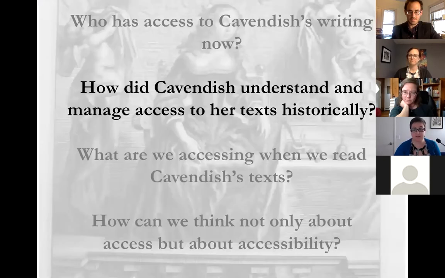So what would Cavendish think of the current state of access to her works, the current possibility for accessing her? Though my primary interest in Cavendish has been and still is in the close interrelationships in her work between literature, science, and philosophy, I've lately been tracking her incredible involvement with her own texts post-print, so after the printer's done with them.